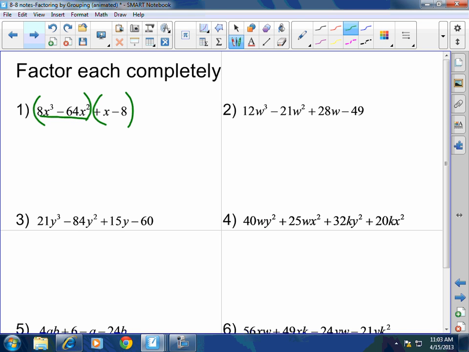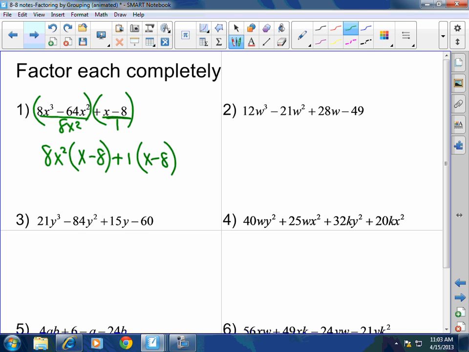What can I factor out of these first two? 8x squared. Very good. So I'm going to be left with 8x squared times x minus 8. Now, I did this one on purpose. This is already x minus 8, correct? But I need to factor something out. What can I factor out of there to keep it the same? A 1. So you factor out that 1 and you've got x minus 8.